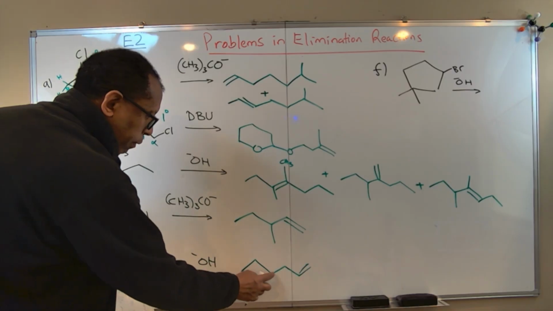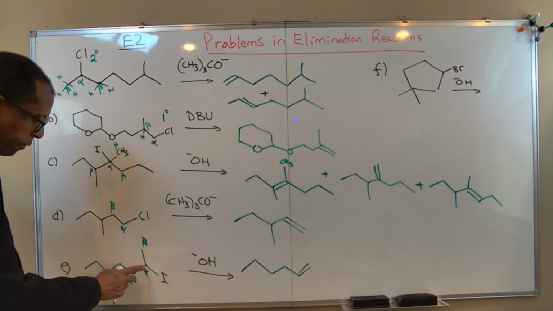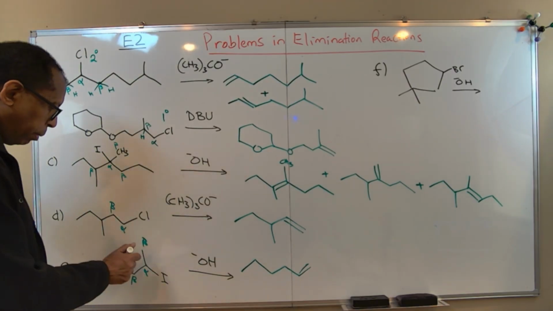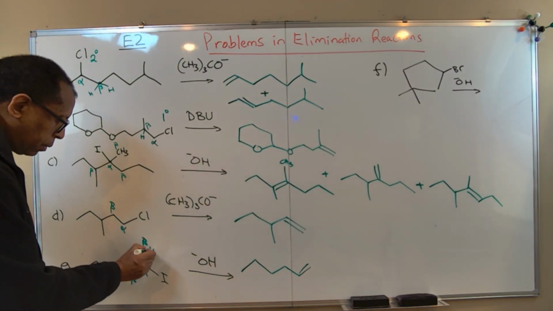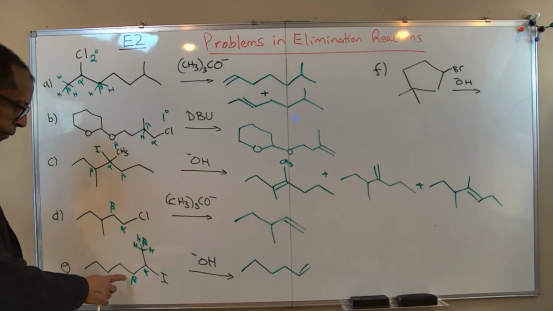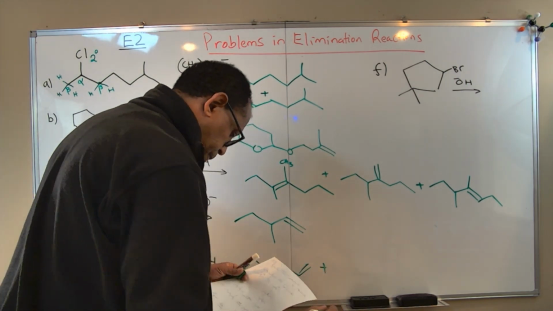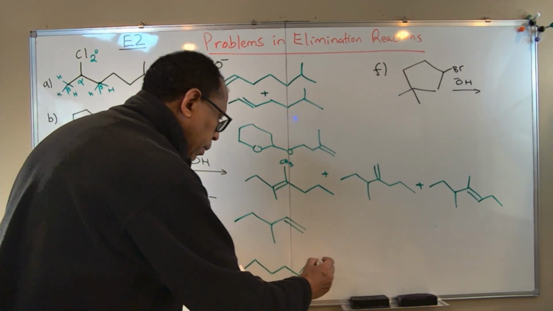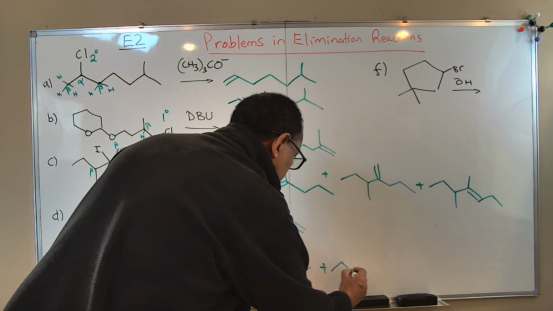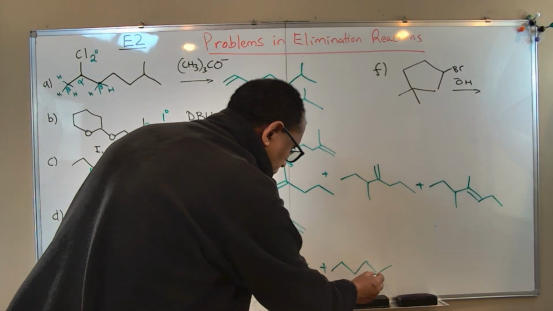1, 2, 3, 4, 5, 6. So this is by losing from these hydrogens, one of these hydrogens. If you lose from this one, we get the following compound. 1, 2, 3, 4, 5.